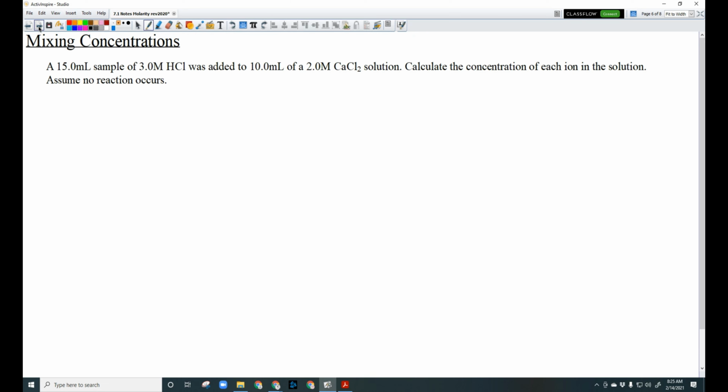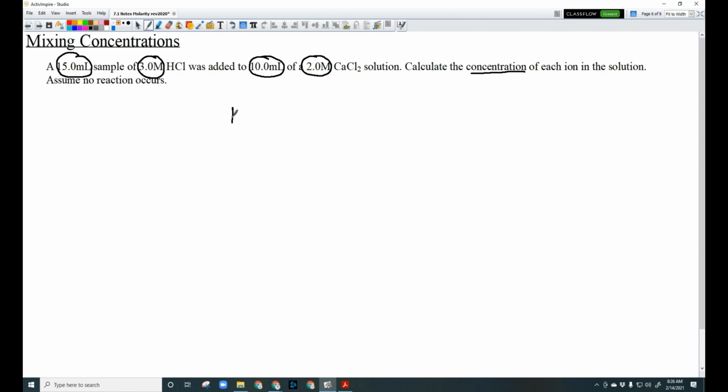Okay, mixing concentrations. What we're doing here is mixing two solutions together and assuming that no reaction occurs. Then we need to get the concentrations of the ions that are in the mixture. So it tells us here that we have 15 milliliters of a 3 molar HCl, and that's going to be added to 10 milliliters of a 2 molar calcium chloride solution. Calculate the concentration of each ion in the solution and assume no reaction occurs.